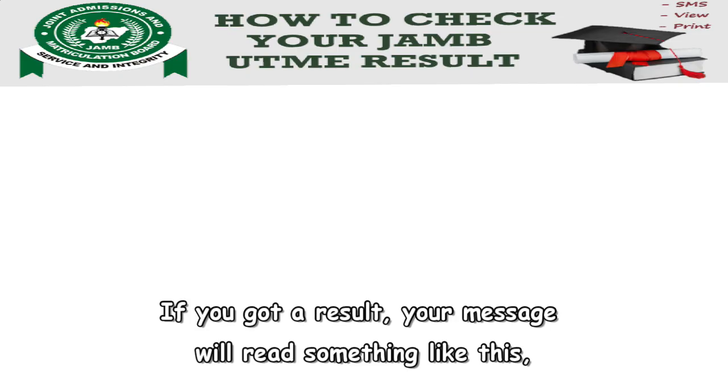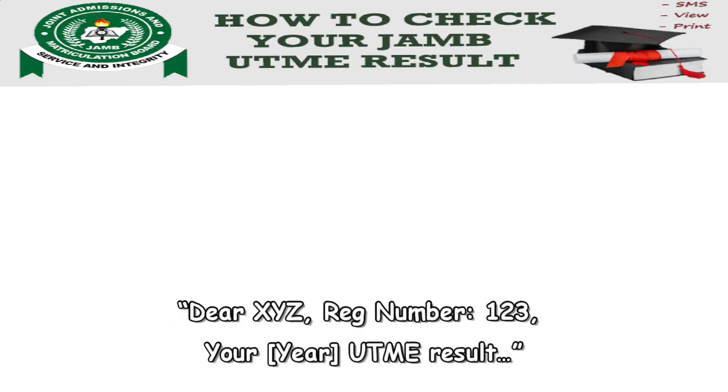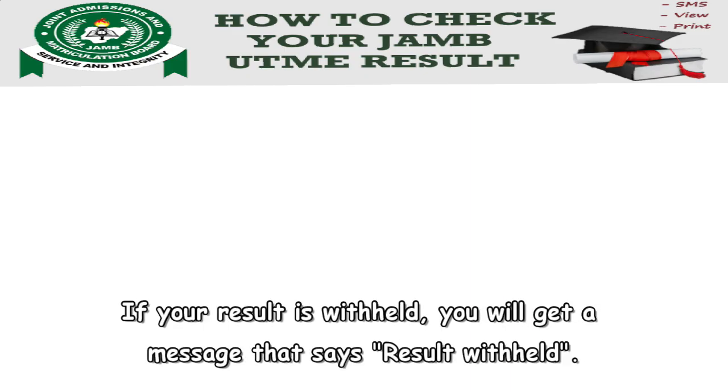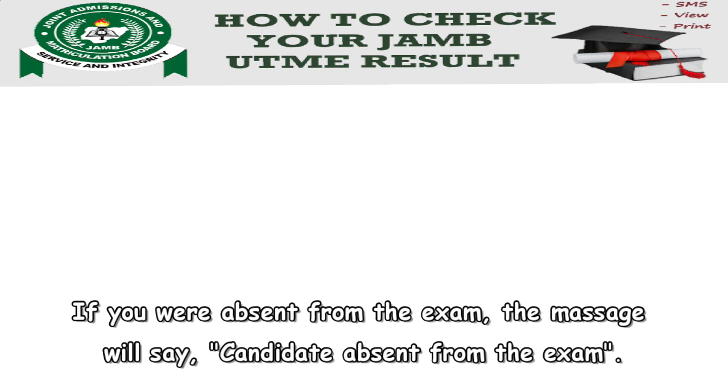If you got a result, your message will read something like this: Dear XYZ, registration number 123, your year UTME results. Then it will outline your scores for all 4 subjects and then the aggregate. If your result is withheld, you get a message that says result withheld.